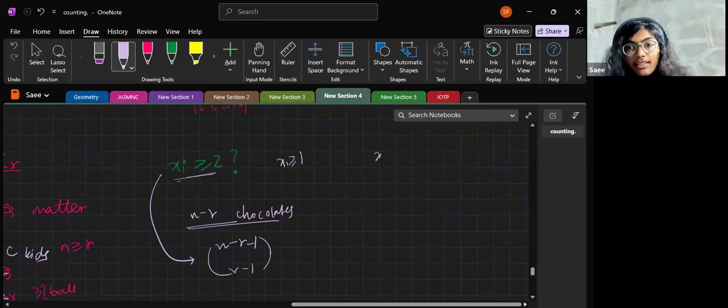Let's say, what if I allow the x's to be 0? It's fine if somebody doesn't get a chocolate. I know that's evil, but for the sake of the problem, let's allow that. How do we deal with that?